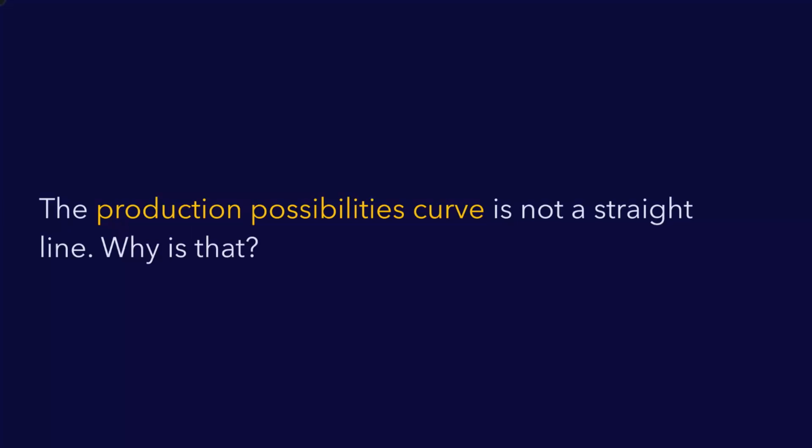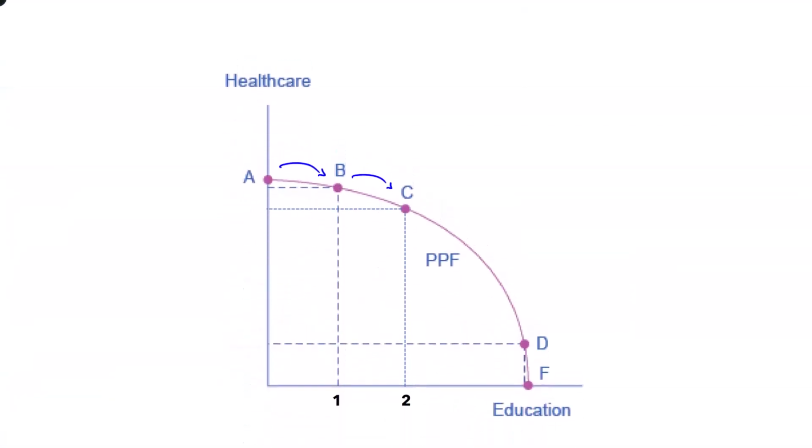Okay, in this video, I'm going to talk about the production possibilities frontier, or the production possibilities curve. So this is the production possibilities frontier for a country that uses all of its resources to produce either healthcare or education, or some combination of the two. And so here we have healthcare on the vertical axis and education on the horizontal axis.